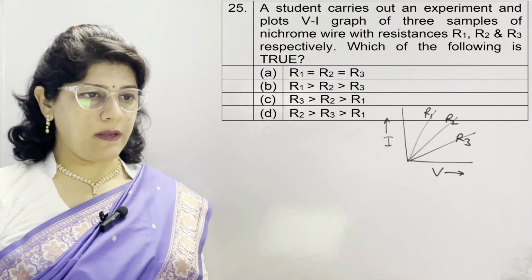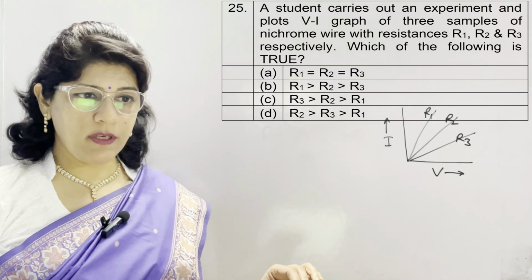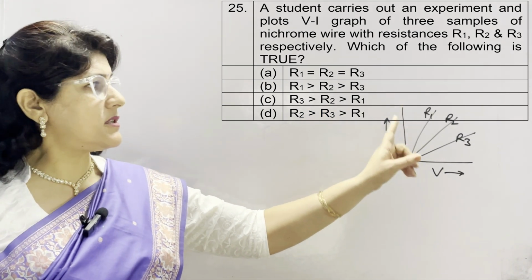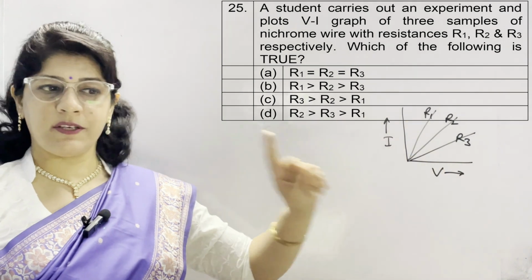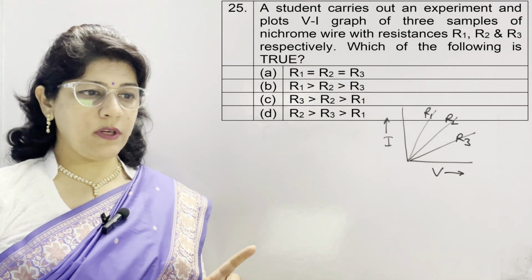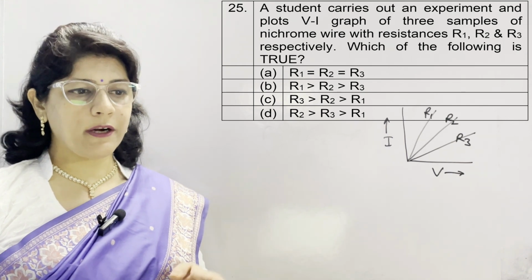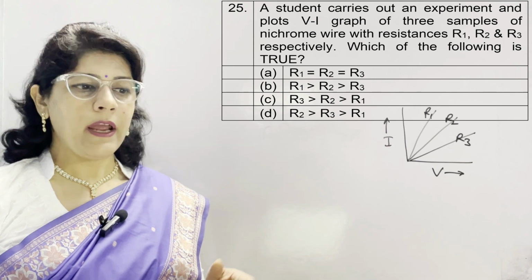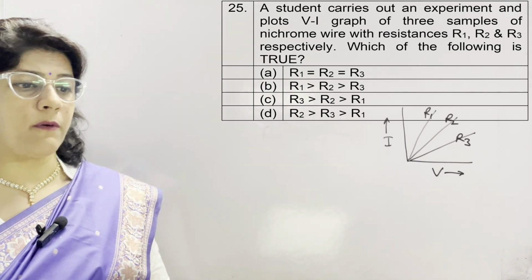In question number 25, a student carries out an experiment and plots VI graph of 3 samples of nichrome wire with resistances R1, R2 and R3 respectively. Which of the following is true? All three are equal, A option. B, R1 is greater than R2 and then greater than R3. C is R3 is greater than R2 and then greater than R1. And D is R2 is greater than R3 and then R1.